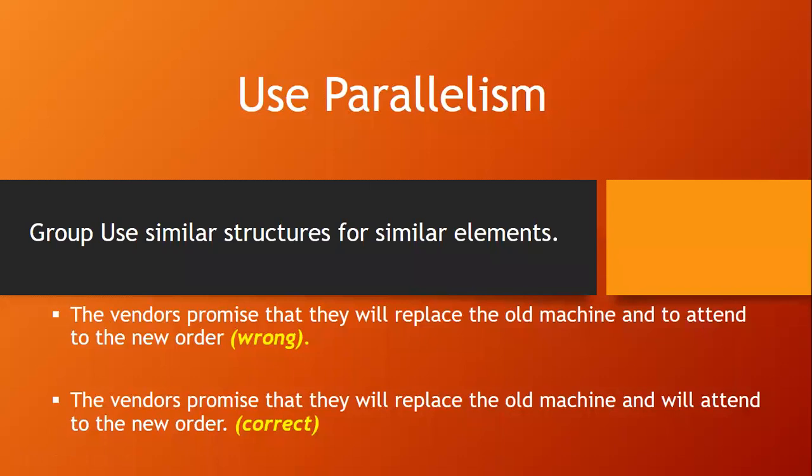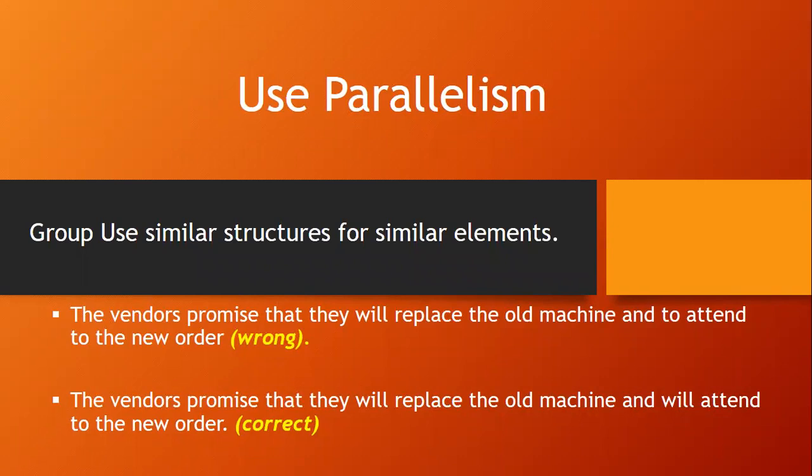That is not correct, right? The vendors promise that they will replace the old machine and to attend to the new order. What is wrong with that sentence? Can anyone point out what is wrong with that sentence? Because here we use will replace, then we use to attend. It should be all will.